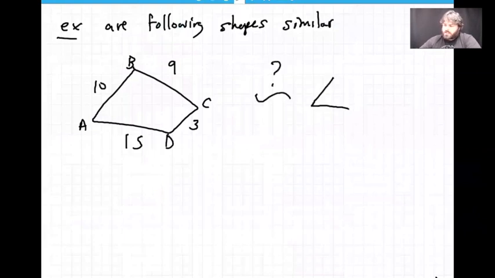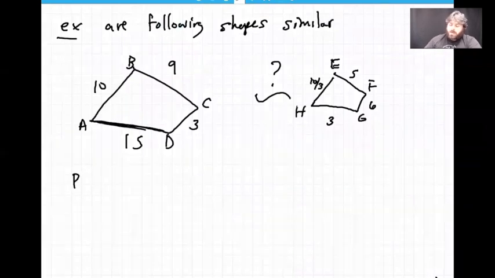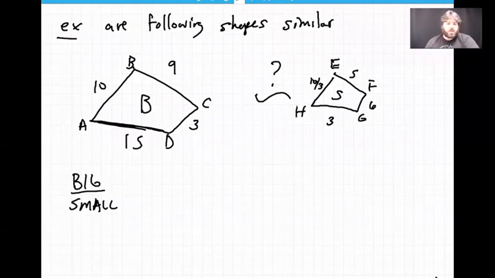So we've got this smaller piece here, this E, F, G, and H. This is 3, 6, 5, and 10/3. So what we're going to do is look at the proportion. I would start with the bigger side. We're going to do the big shape over my small shape, and then we're going to start with maybe the largest side length. So what's the largest side length in B, the big shape?